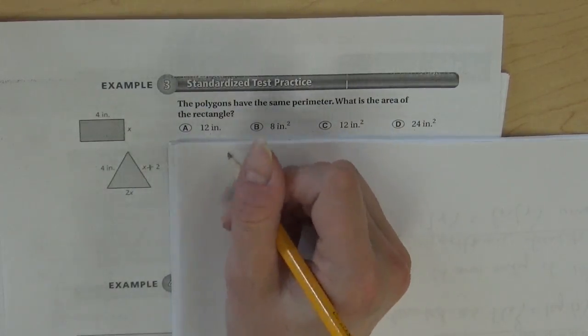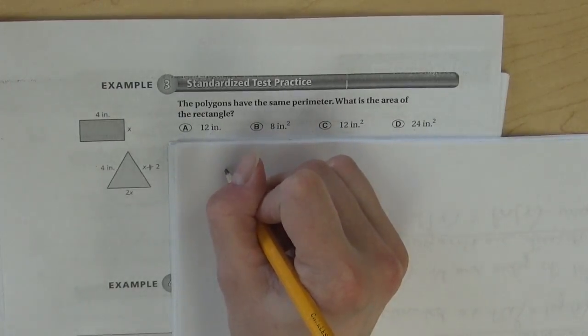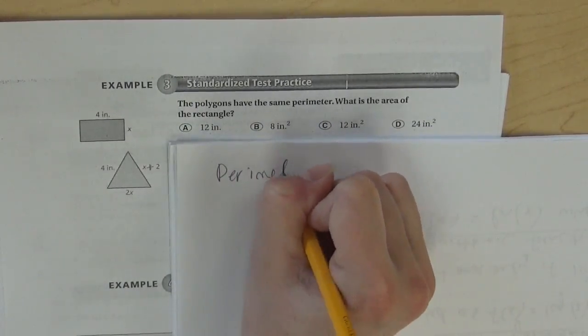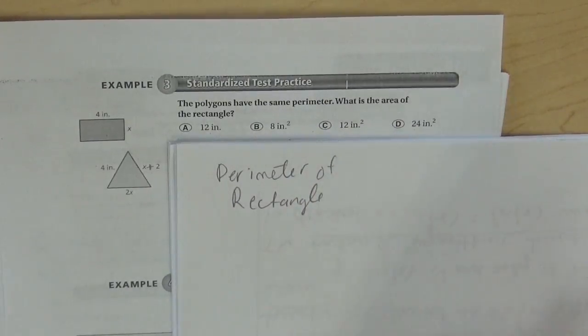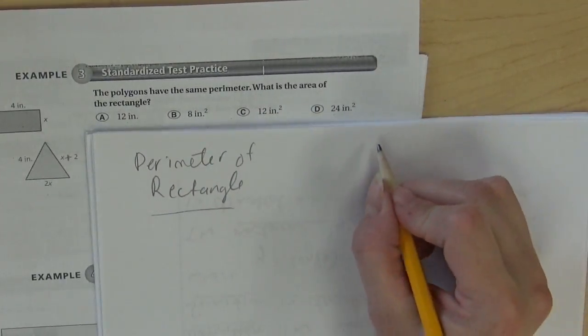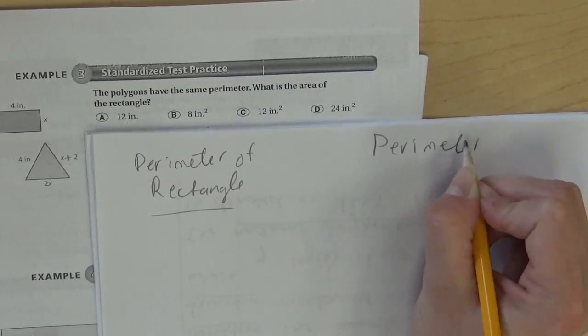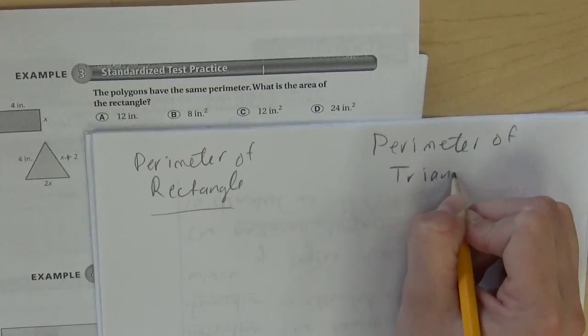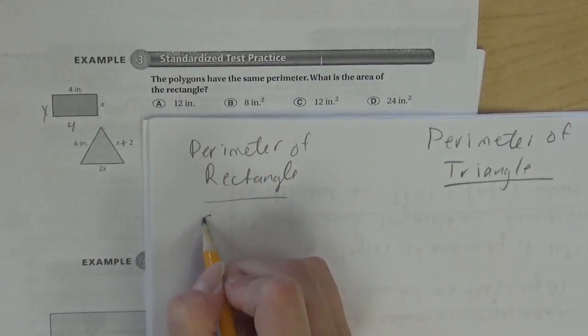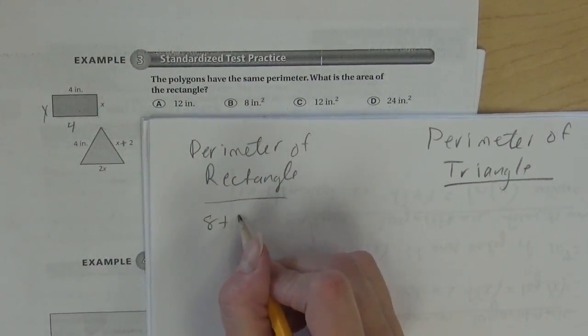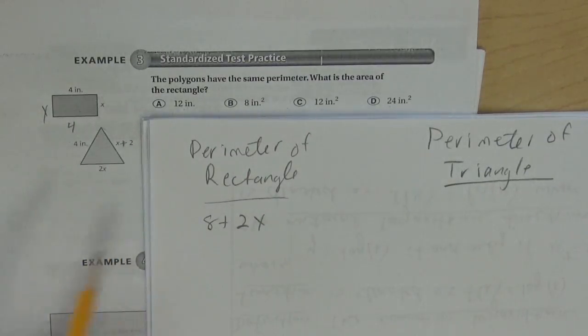So, let's organize the information that we're given. The perimeter of the rectangle, what do we know about it? I'm going to do a couple of columns. The perimeter of the rectangle, and then the perimeter of the triangle. I'm just going to write down what I was told about them. For the rectangle, my perimeter, I've got 4 inches by x, and then that would be another 4 and another x. So 4 and 4 is 8. And then I've got x and x, so that's 2x. So the perimeter of my rectangle is 8 plus 2x.